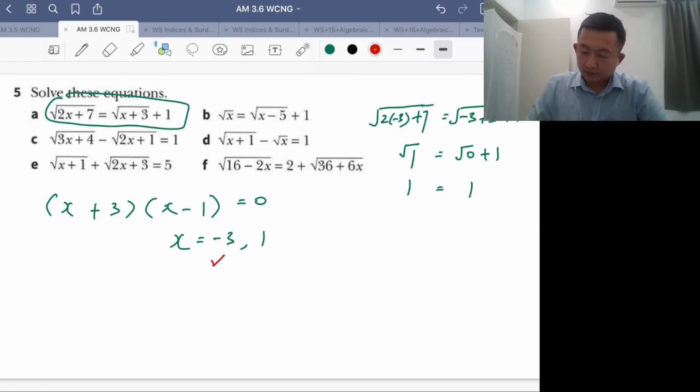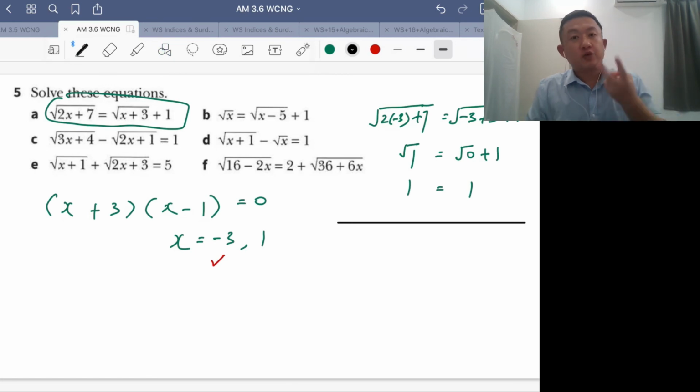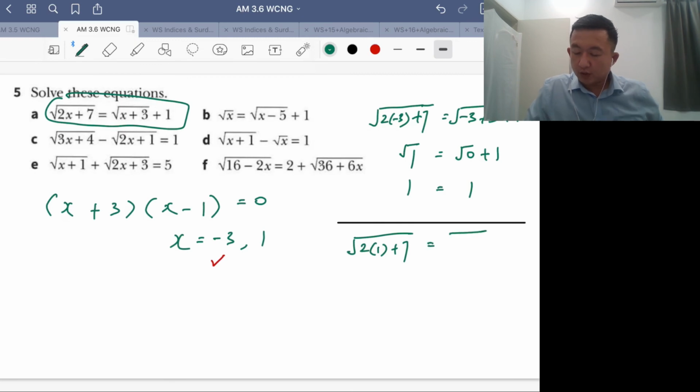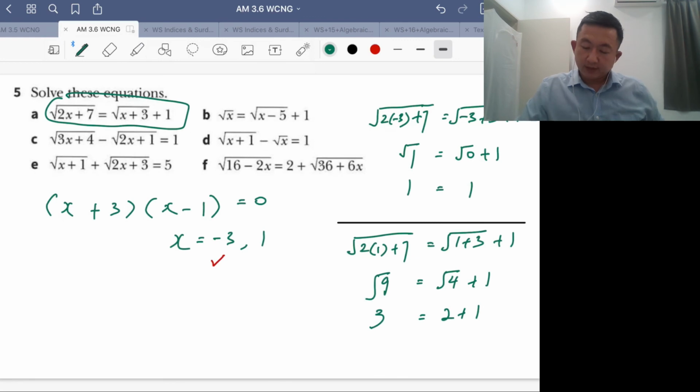Another one. So sometimes there are 2 solutions, sometimes just 1. Sometimes there's none. Okay, you have to check every single one. Okay, 1, so root of 2 bracket 1 plus 7 equals to 1 plus 3 plus 1. I have root 9, I have root 4 plus 1. So I have 3 here, I have 2 plus 1. Oh, that's the same. So this could be accepted as well. Okay, so both can be accepted. There are 2 solutions for this. Okay, thank you.